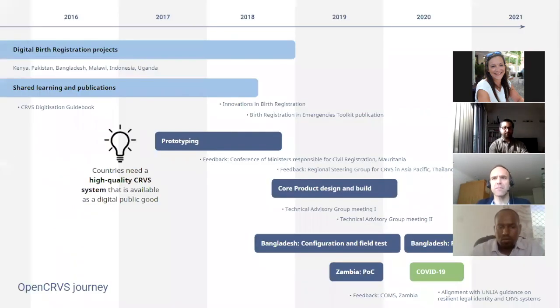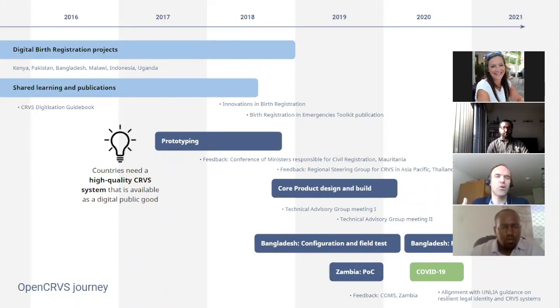Next slide, please, Anina. So super, here's just a brief overview of the journey we have come on. As you can see, it goes back to 2016 and actually before. So the two bars at the top in light blue, that's a piece of work which we did prior to OpenCRVS. We ran a number of digital birth registration projects in a number of countries, and a number of you on this call were part of those projects.